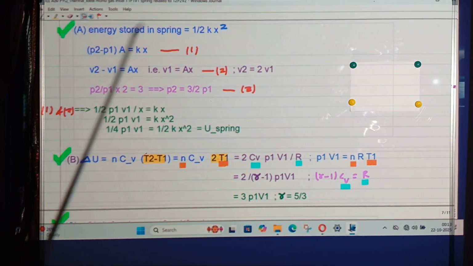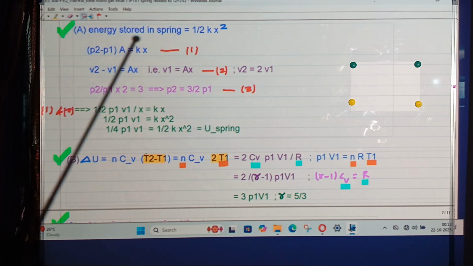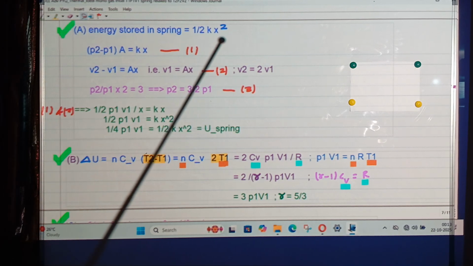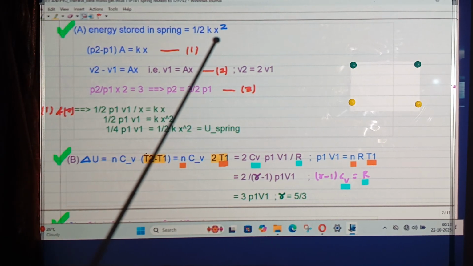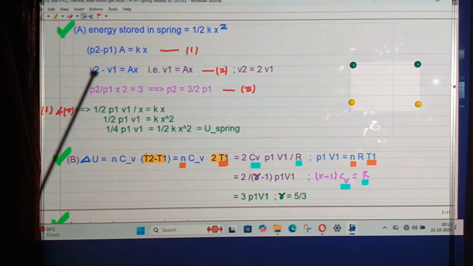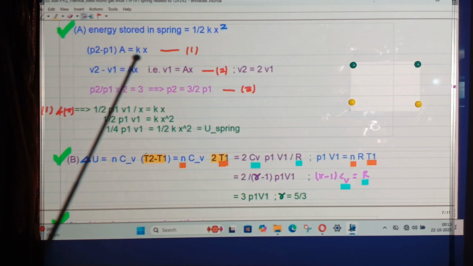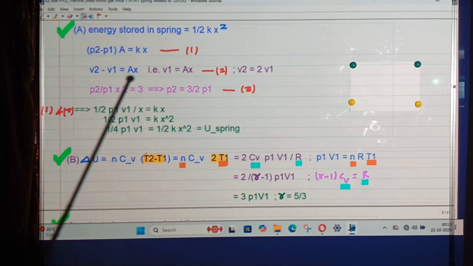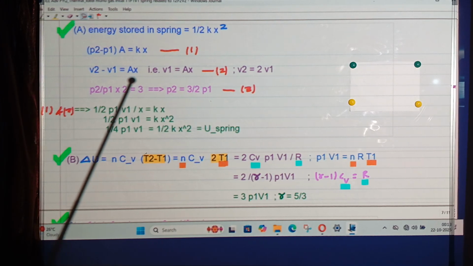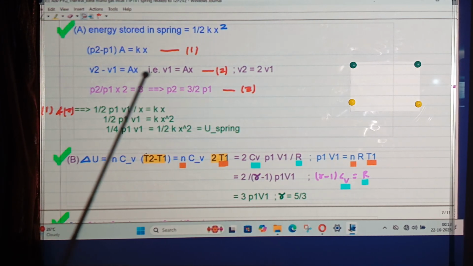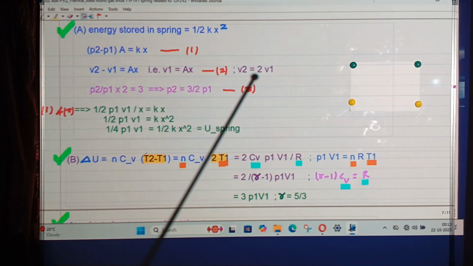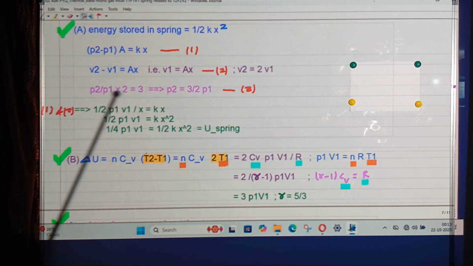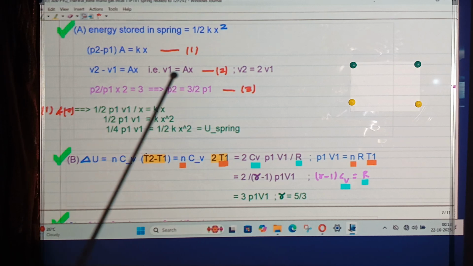So this is what I explained here. Option A, you have to find the energy stored in the spring, which is half kx square. This is the total displacement of the piston moving from state 1 to state 2. Force balance equation of the piston: increase in pressure into the area is balanced by the spring force, which is k into x. Increase in volume is the amount of volume increase due to the movement of the piston by x, so it's A into x. And volume ratio is 2 in this option. So if we use V2 as 2V1, I'll get V1 equal to A into x.